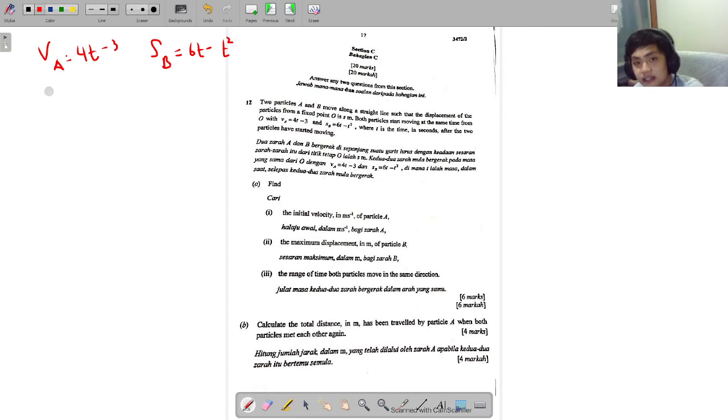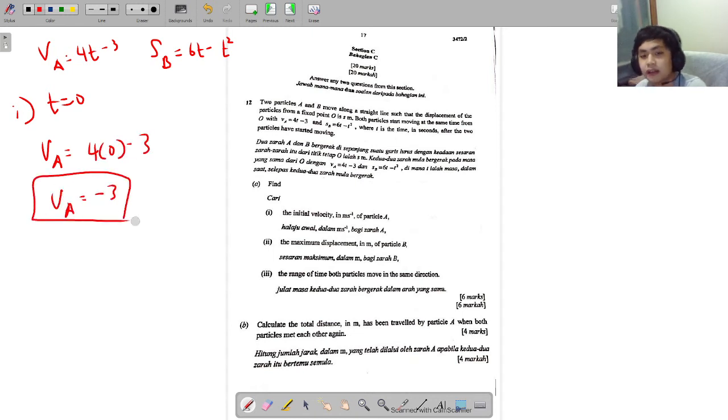So initial velocity is when t equals 0. So we can just simply use VA equals 4 times 0 minus 3, and we know that the particle is moving at negative 3 meters per second, to the left.